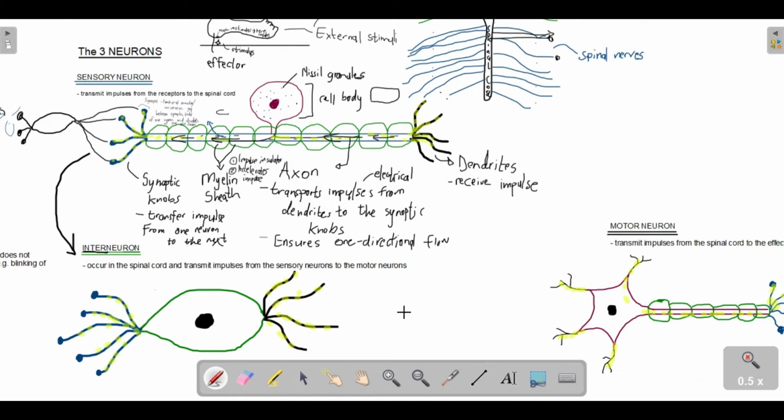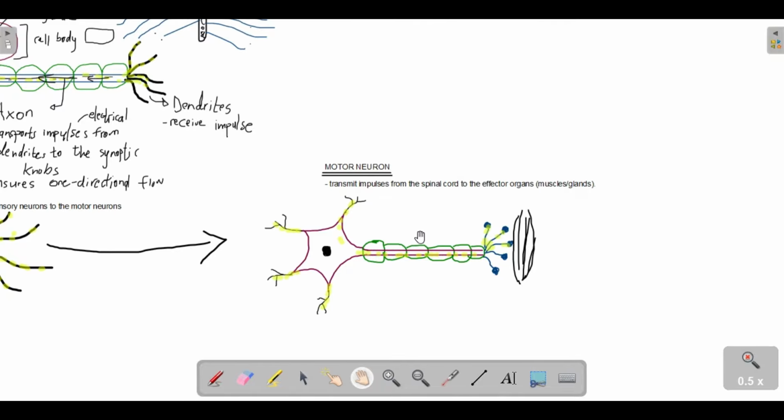And then the interneuron transfers that impulse to the motor neuron. It receives it by its dendrites and transfers it to the other end, which is its synaptic knobs. Then the motor neuron transfers it across to the effector. The effector contracts, and you move your foot away from the pointy object, so that it does not cause harm.